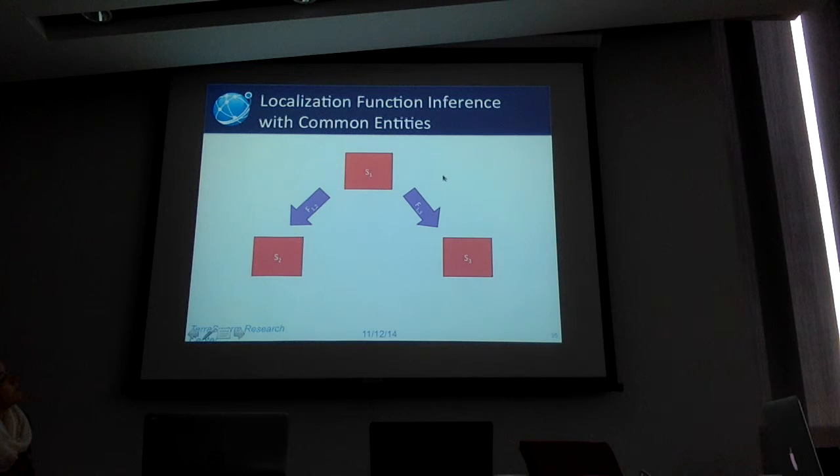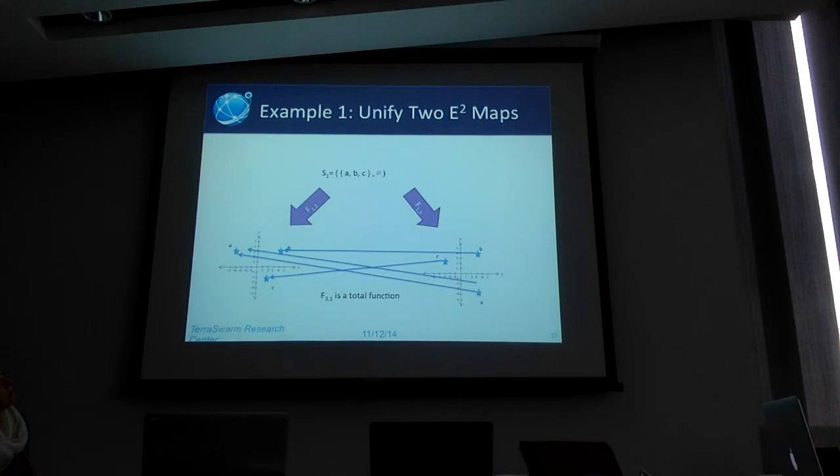This also gets complicated when we want to do inference with common entities. So if we have entities in S1 that are mapped onto S2 and entities in S1 that are mapped onto S3, some of the time we can establish a mapping from S2 to S3. An example of this would be if we had 2 Euclidean maps. If you have 3 points in common on 2 Euclidean maps, you're able to uniquely establish the correspondence between the 2 maps.